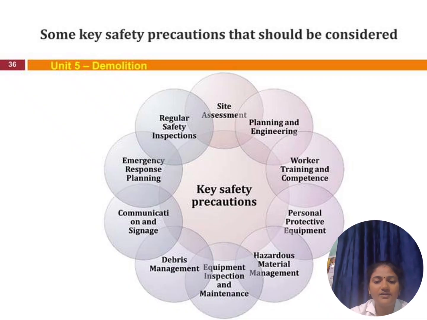And some key safety precautions that are considered are site assessment, planning and engineering, worker training and competence, personal protective system, hazardous material management, equipment inspection and maintenance, debris management, communication and signage, emergency response and planning, and regular safety inspections.